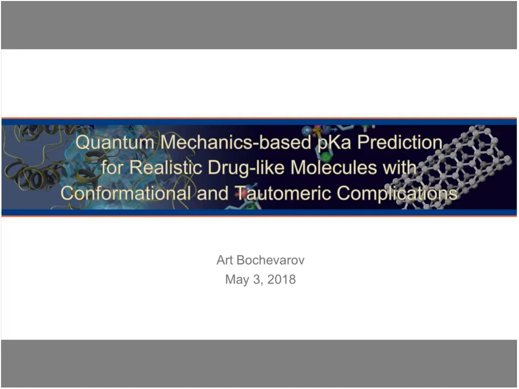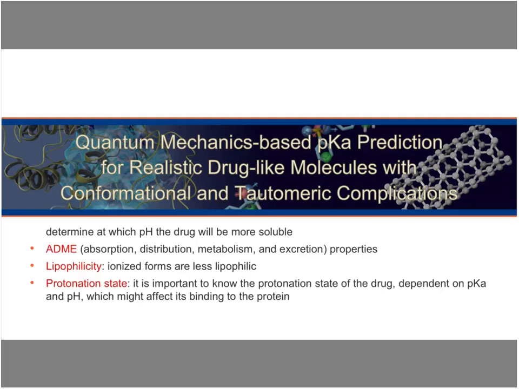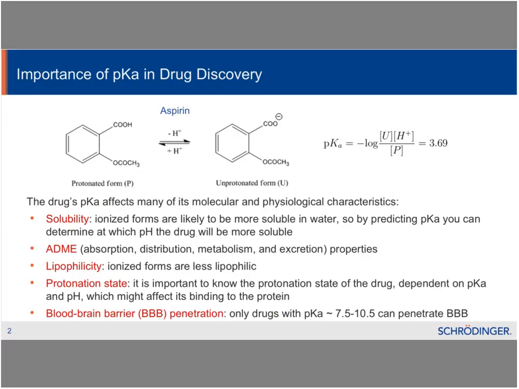So let's look at some of the simple and basic concepts. Here is a simple molecule. This is the drug aspirin. It contains a single carboxylic group. It is the only group here that can possibly dissociate or accept a proton in a reasonable pH range. And the process of the deprotonation of this molecule is very simple.